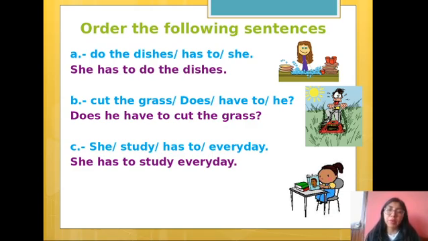And as a summary, remember we are going to use have to in order to show an obligation, okay? And we are going to use don't have to in order to show no obligation, okay? So remember the structure, subject, has to or have to, the verb in the base form, and the complement, okay?